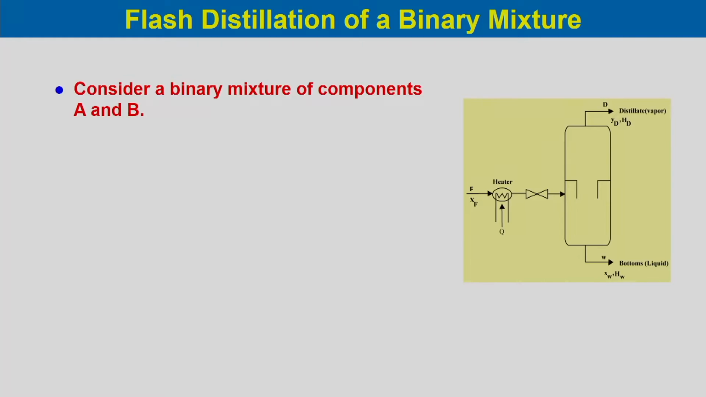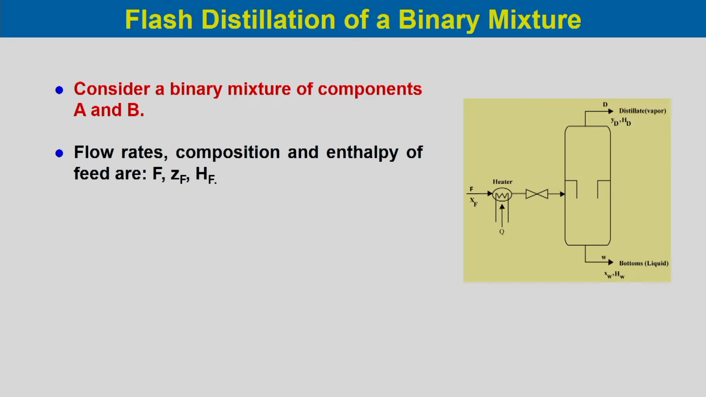Now, consider a binary mixture of components A and B, a two component system. We will now discuss the flash distillation of binary components. Let us define the flow rate, composition and enthalpy of the feed. The feed molar flow rate is F, its composition is XF, and its enthalpy is HF.